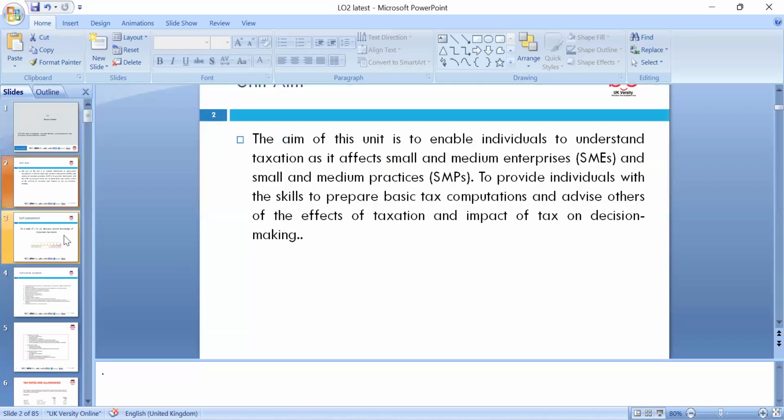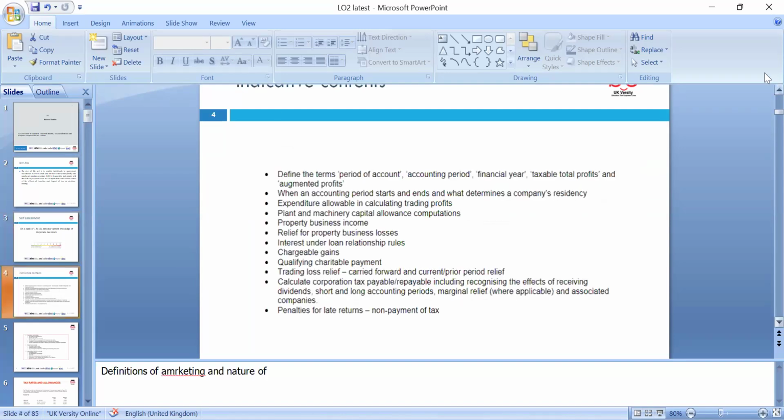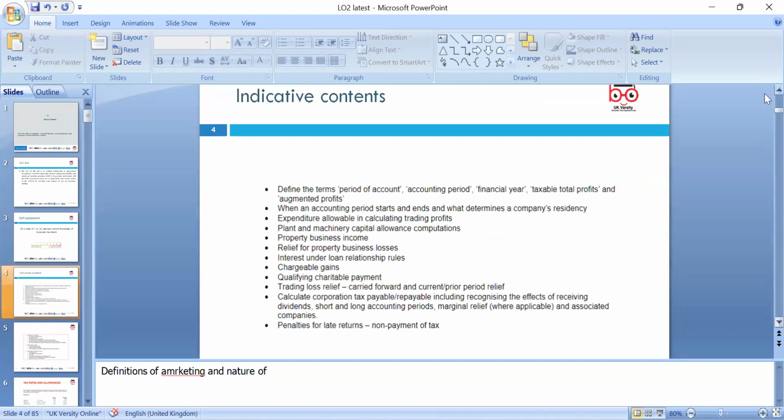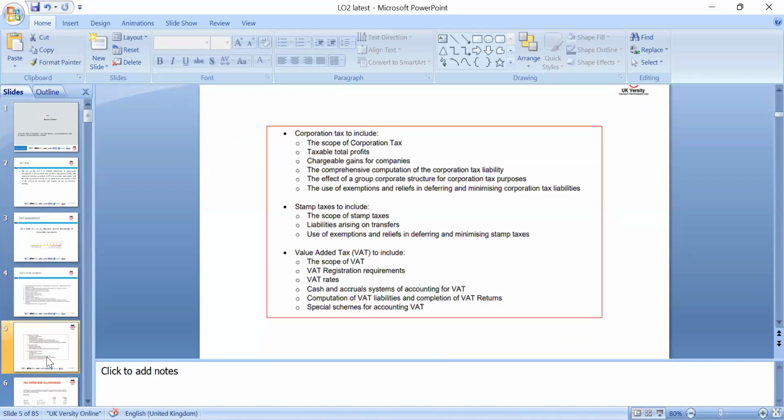Today's lesson key focus will be the corporation tax and corporation tax return. What you know is good to reflect, and we'll discuss the indicative content. We'll go through the accounting period, financial years, period start and end, allowable trading profit, property income, chargeable gain, qualifying charitable payments, calculating the corporation tax, dividend, short and long accounting periods, and penalties. All of this will cover all the indicative content and the key points.